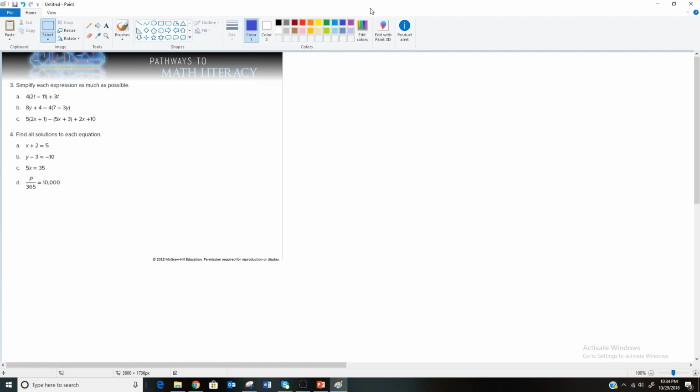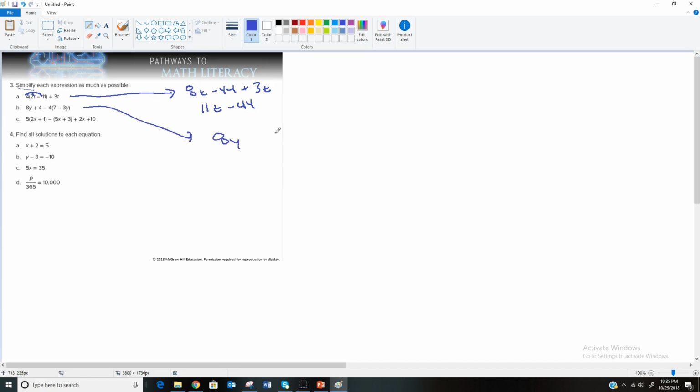So for this next part, we have two parts here. Simplify each expression as much as possible, and then find all the solutions to each equation. So for this first one, remember we're just simplifying, not solving. We're not going to end up with an x equals. There's no equation, no equal sign here. So I'm just going to distribute. I get 8t minus 44 when I distribute the 4 through. And then plus 3t. Adding the 8t and the 3t gives us 11t. And then we have the minus 44.